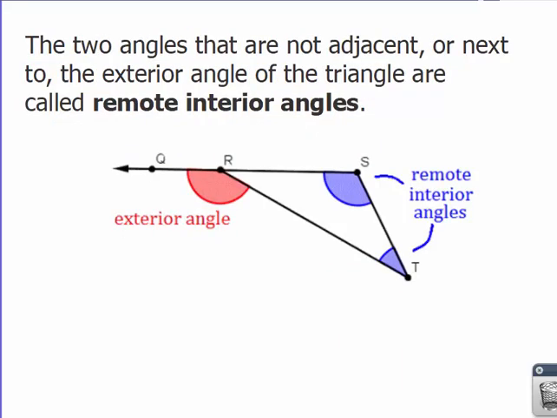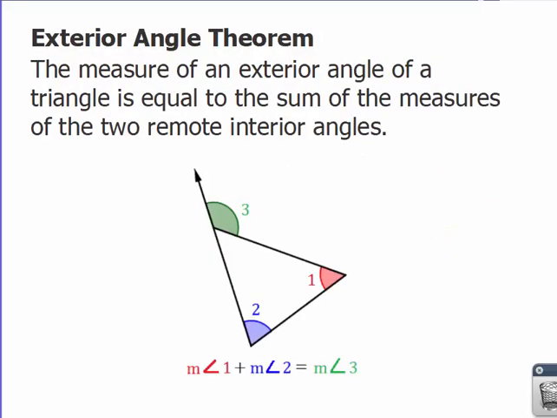Well, that exterior angle has some properties that we need to understand. And here's what that property is. It says the 2 angles that are not adjacent, adjacent means side by side or attached to, or next to, the exterior angle of the triangle are called remote interior angles. So here's my exterior. This angle right here would be its supplement. Well, the angles opposite that, this one and this one right here, are called remote interior angles. Now why do we need to know that? Well, because this exterior angle is equal to the sum of the 2 remote interior angles.